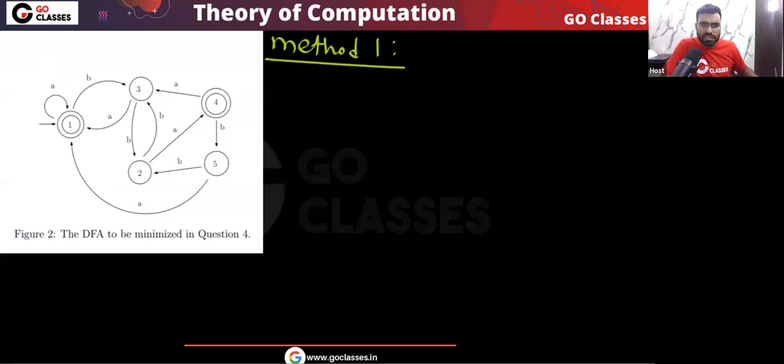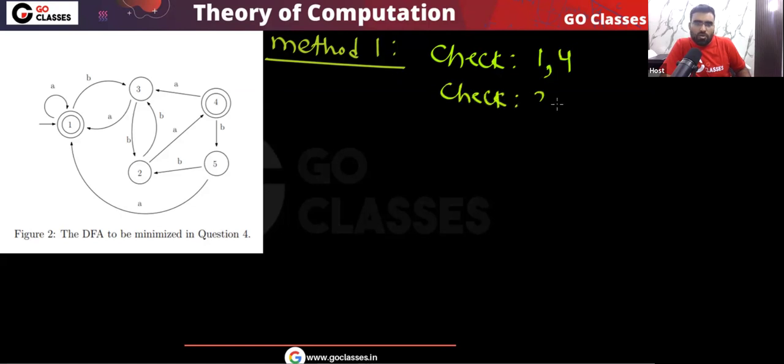Tell me which states you will check in method number one. You can see these are final states, so you will check 1, 4. Also you will check 2, 3, 5. Yes or no? So let's check 1, 4. Are they distinguishable or not?